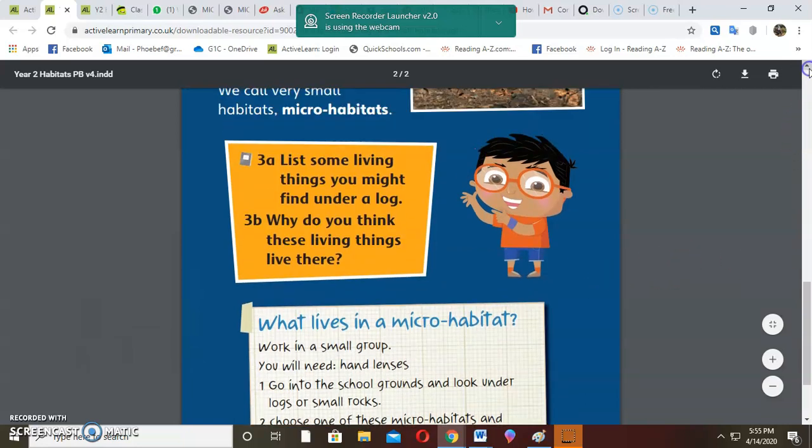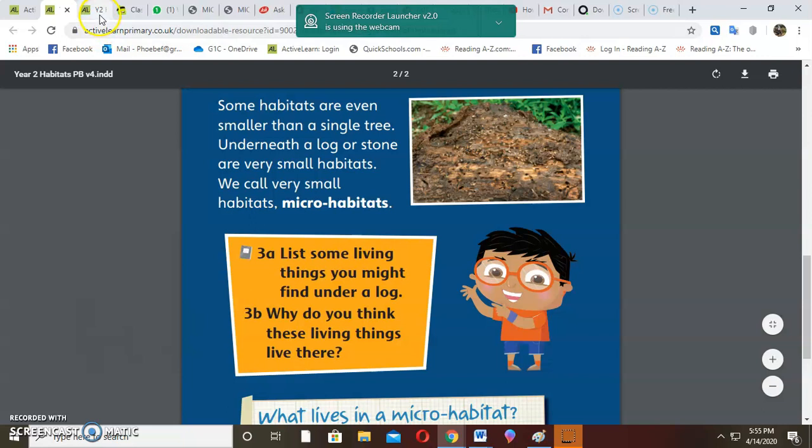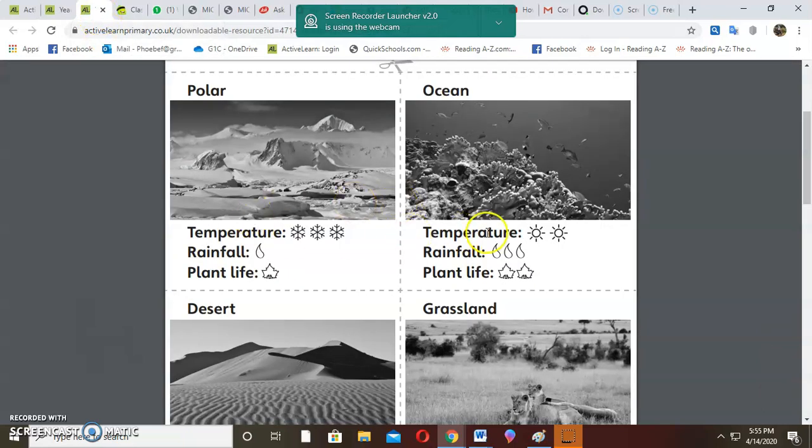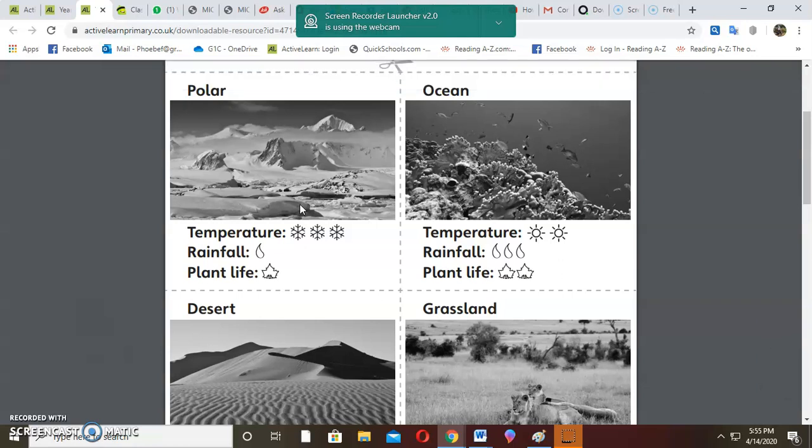Okay, so that's it. Now you have another exercise to do. This is a picture of different habitats. We have a polar, and then we have ocean, then we have a desert and a grassland. So this is the question, okay? You are going to name the animals and plants that you think live in a polar. Name the animals and plants that you think live in an ocean. Name the animals and plants that you think live in a desert. Then name the animals and plants that you think live in a grassland.